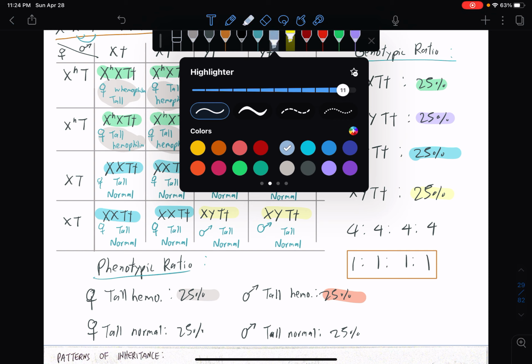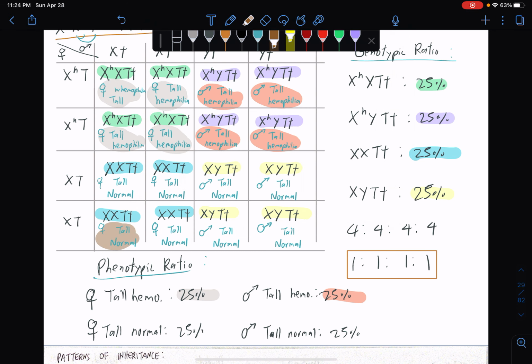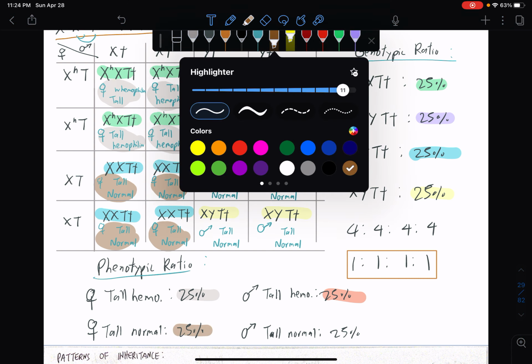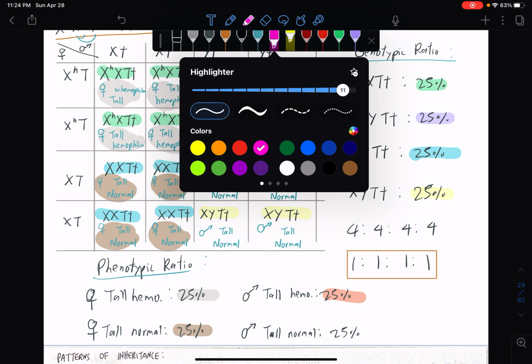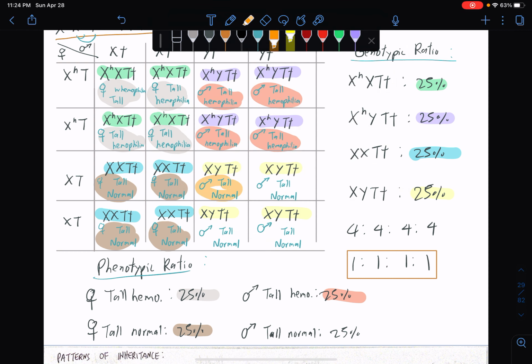How about the... I'm running out of colors. No, no. Female tall normal. It's that. How about the female tall? This is a bad highlight. Female tall normal.